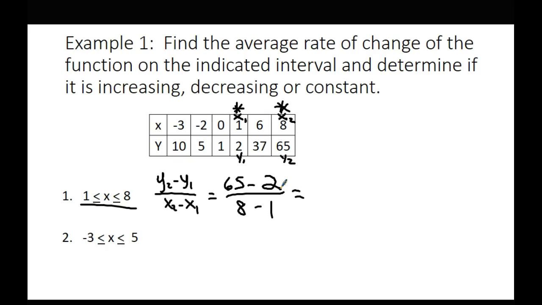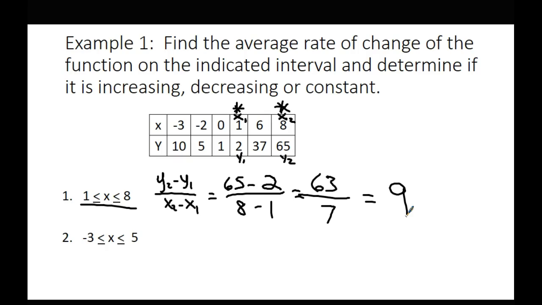All right, 65 minus 2 is 63. 8 minus 1 is 7. So my average rate of change is 9. That means that for this function, as I went from x equals 1 to x equals 8, the function went up 9 spaces. That's what that means. Now, it could have curved to get there, but the average rate of change was over 1 up 9 from 1 to 8.